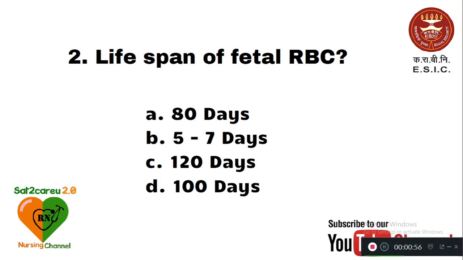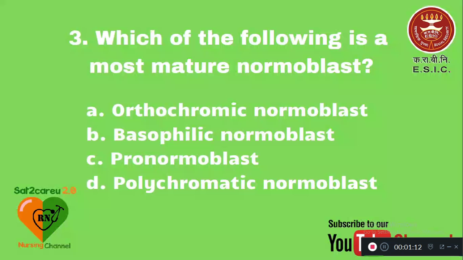Lifespan of fetal RBC is option A 80 days, B 5 to 7 days, C 120 days, D 100 days. The lifespan of RBC is 80 days. Third question. Which of the following is a most mature normoblast? Option A orthochromic normoblast, B basophilic normoblast, C pronormoblast and D polychromatic normoblast. The correct answer is option A orthochromic normoblast.